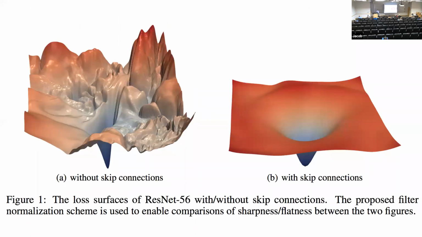So this is the key visualization from the paper. On the left, they call them both ResNet 56, but only the one on the right is actually a ResNet. The one on the left is ResNet with the skip connections removed, so it's just a normal CNN. What do you notice looking at those loss surfaces?